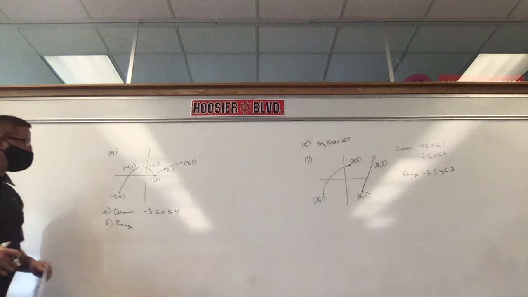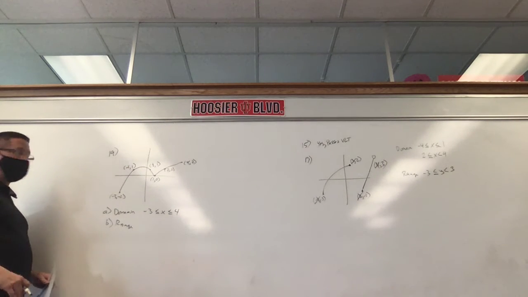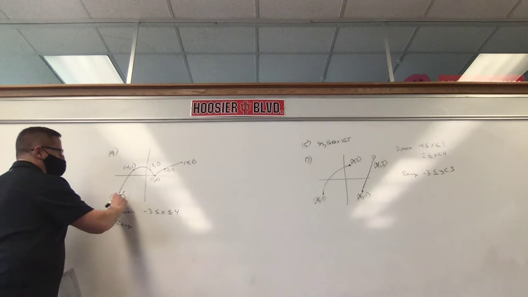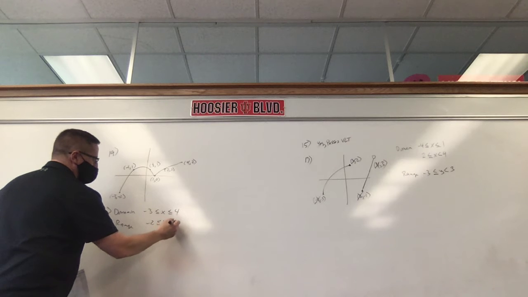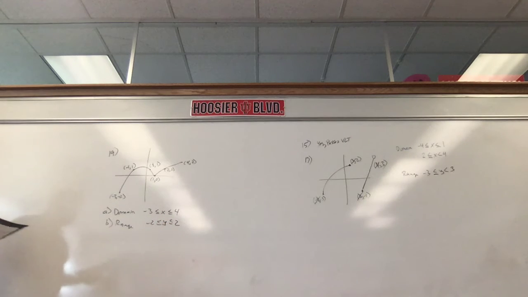And was there anything left out, up and down? Did we have any gaps in it going up and down? No, it went from -2 to +2. So -2 is less than or equal to y, which is less than or equal to +2. Okay.